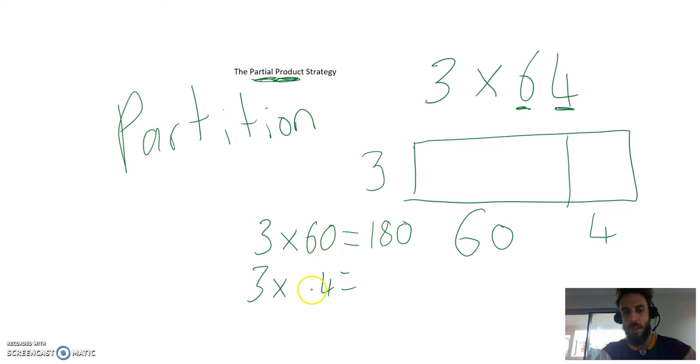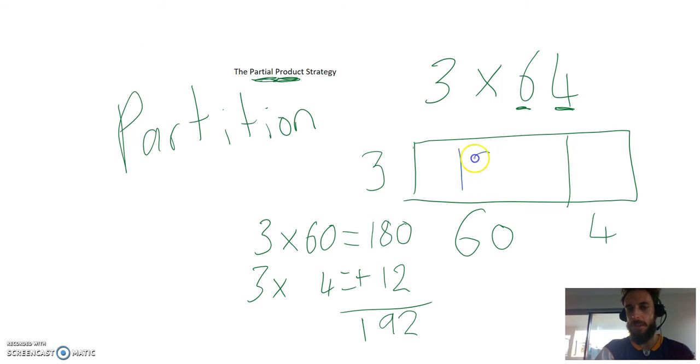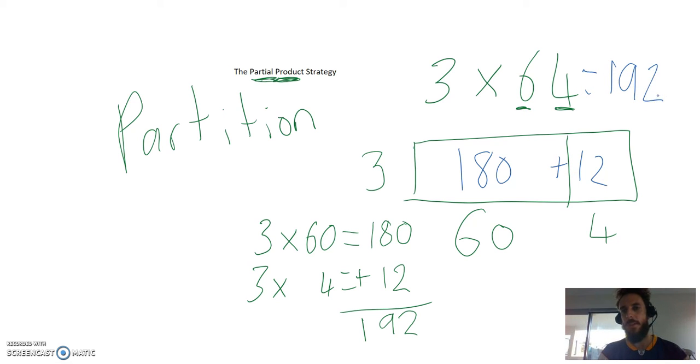Down in our ones, we've got 3 multiplied by 4, that is 12. Then I can add these together. They're my two partial products, and I would get 192. Sometimes you can even write the partial products inside of your working out. So you could write 3 multiplied by 60 is 180, 3 multiplied by 4 is 12, and you could add those two together to get the answer to 3 multiplied by 64, which is 192. Like I said, if you know your basic multiplication facts, you will find a lot of this very simple.